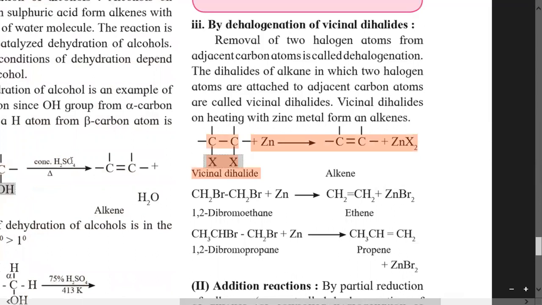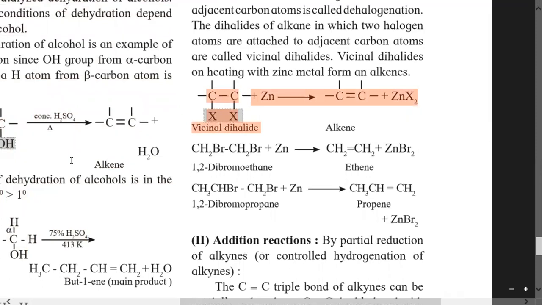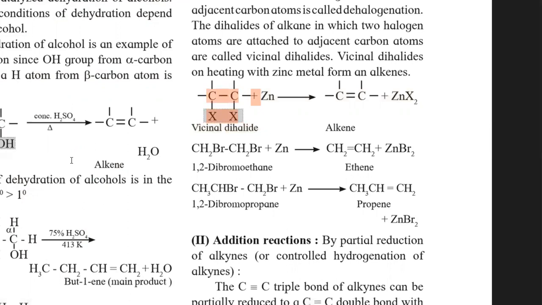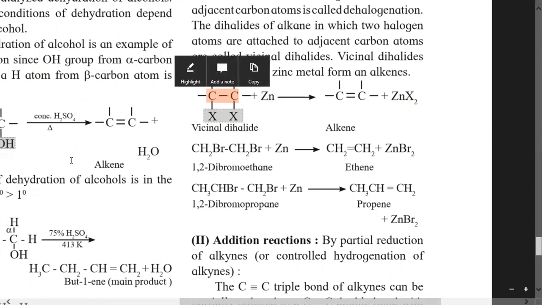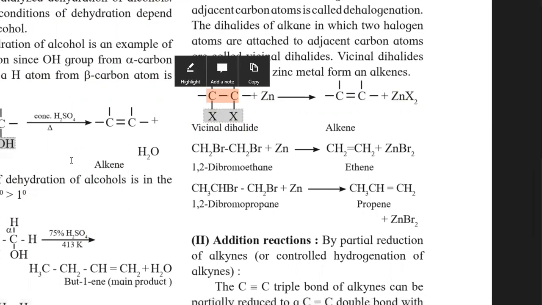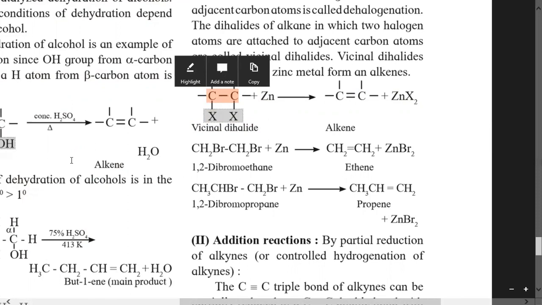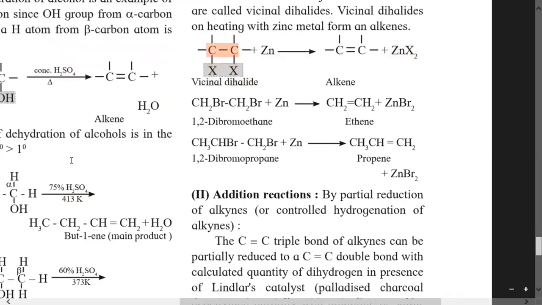When removal of two halogen atoms takes place from adjacent carbon atoms in vicinal dihalide, then it is called a dehalogenation reaction. Here the vicinal dihalide is heated with zinc metal and that gives alkene. This is the general reaction. When vicinal dihalide is heated with zinc metal, the removal of both halogens takes place, they react with zinc to give the side product zinc halide, that is ZnX2, and the main product is alkene containing a carbon-carbon double bond.